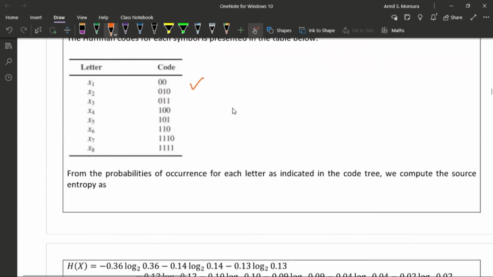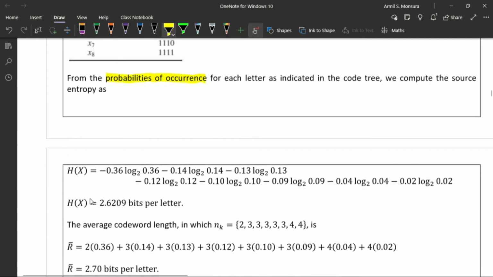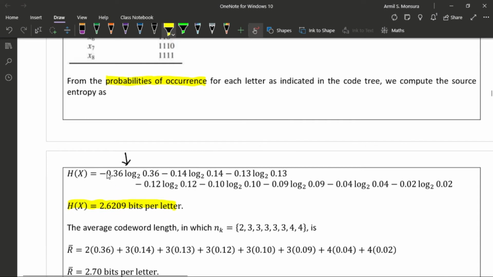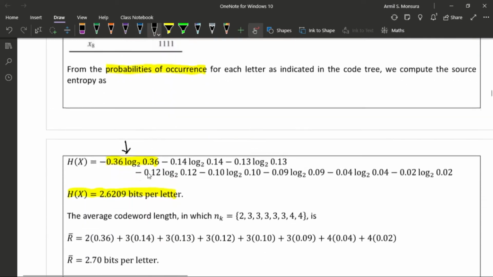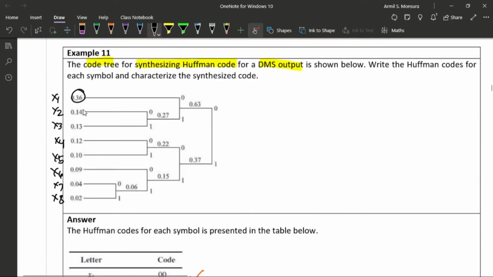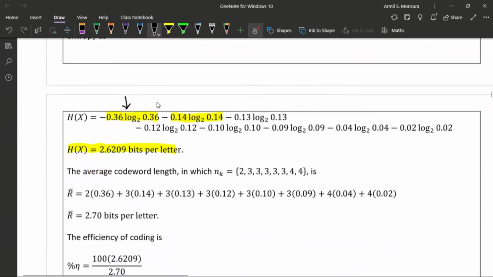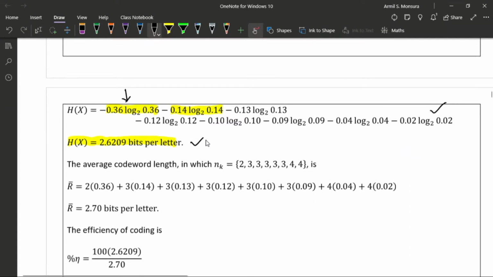Okay? So, first, we compute the entropy of the source, using the probability of occurrence for each letter. As indicated in the code tree, the source entropy would be computed as 2.6290 bits per letter. Please verify if this formula is correct and if it generates that value. Essentially, this is 0.36 log2 0.36, that's for x1, because 0.36 is its probability of occurrence. Next we have 0.14 log2 0.14, because the probability of occurrence of our next letter x2 is 0.14. And so on. You try to compute this expression and come up with the following value.